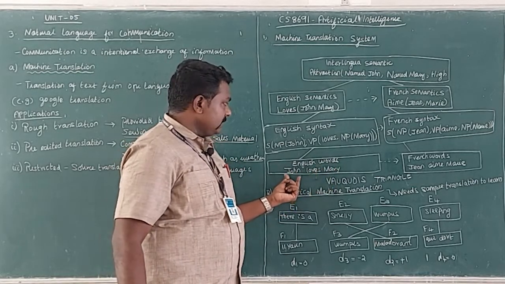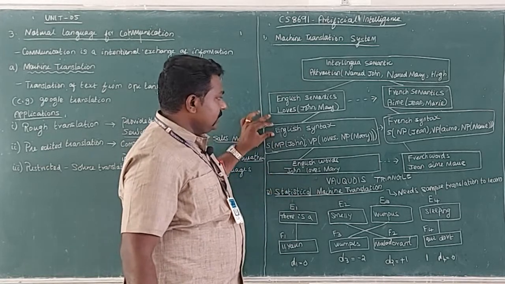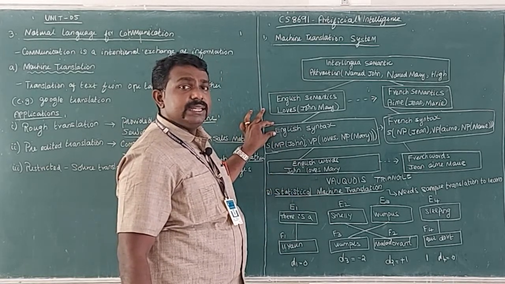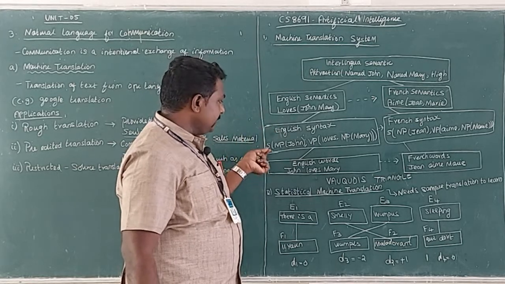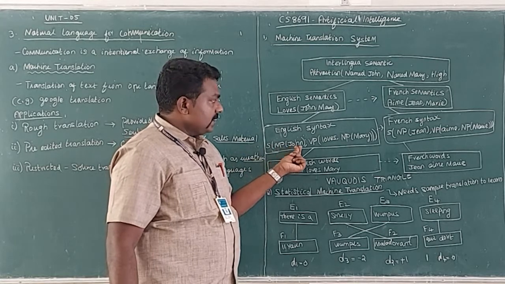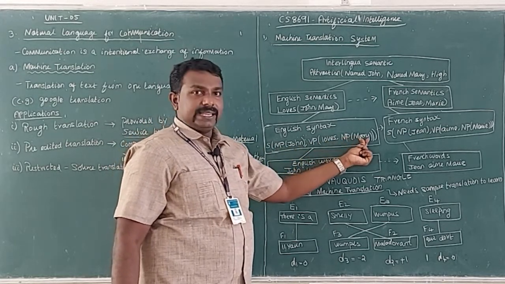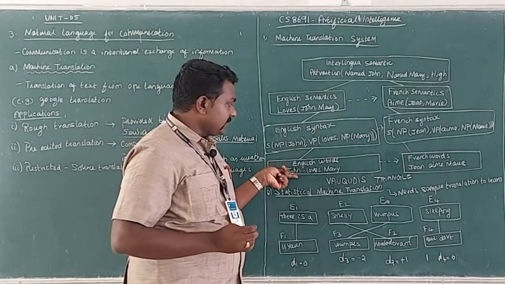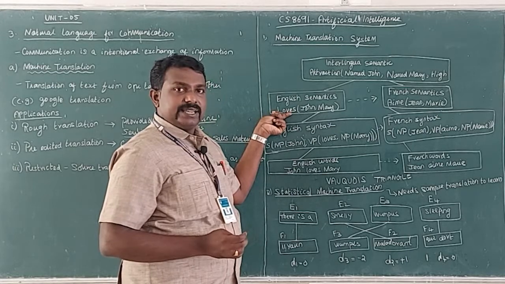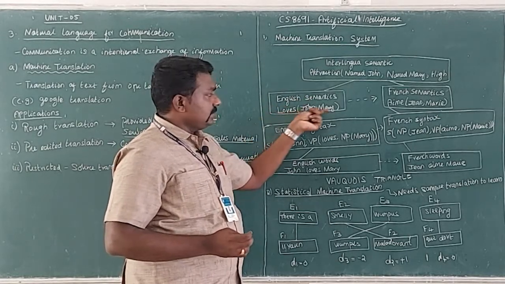The English sentence is John loves Mary. This is converted into English syntax. If you see, the sentence consists of noun phrase John, verb phrase loves, and noun phrase Mary. So this is the syntax of this particular sentence. And the meaning of this syntax, that is the semantics of this sentence, is John loves Mary.